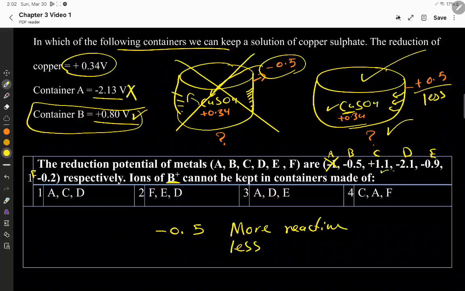Container C, we can. Container D, we cannot because it is more reactive, with less reduction potential. Container E, we cannot because it also has less reduction potential, so it is more reactive. The container with negative 0.2 is less reactive. So which of the following cannot be kept in which containers? We cannot keep it in A, in D, and in E. So this is the correct answer. We cannot keep this solution of ions of B in containers A, D, and E.